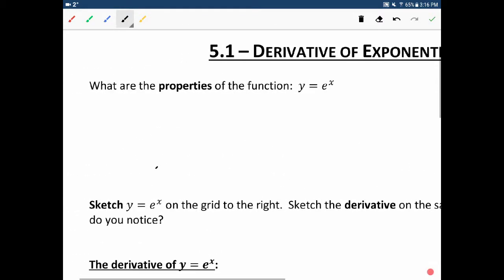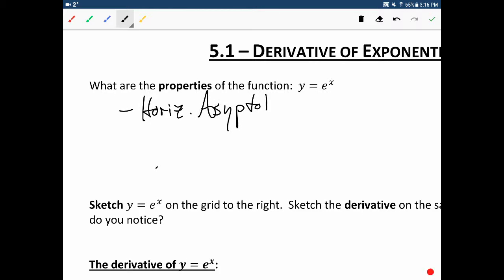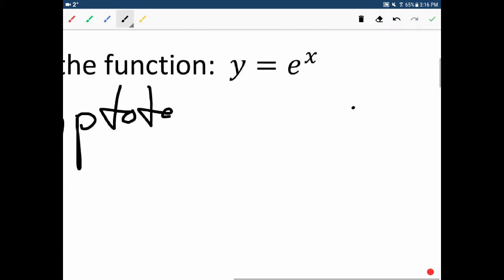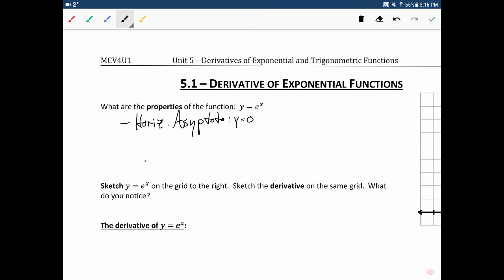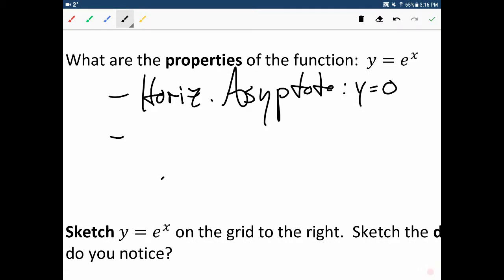You may remember from advanced functions that first of all, there is a horizontal asymptote. And that's at, let's zoom in so it's a little neater, y equals 0. At y equals 0. So it's a horizontal asymptote, and it is, of course, the x-axis.